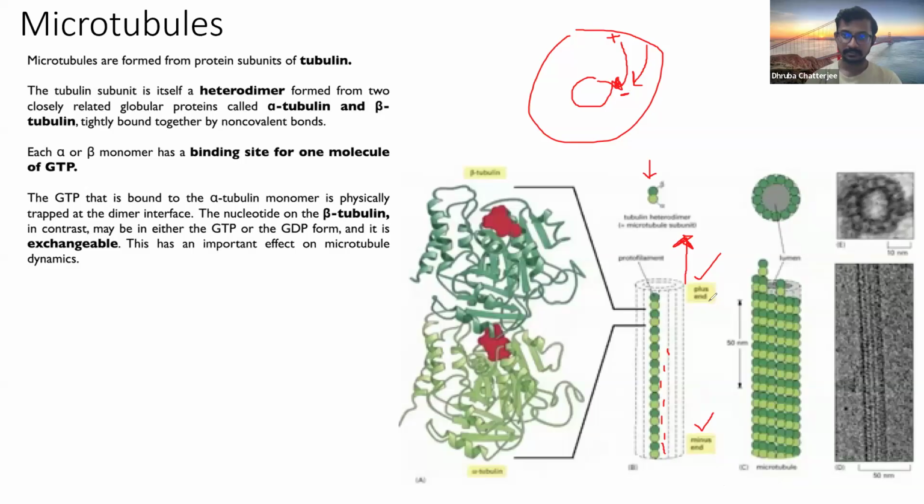This directionality arises because at one end there is more GTP hydrolysis to GDP, which makes it more disassembly prone. And the plus end is the end where more and more tubulin heterodimers are getting recruited and the microtubule is growing. So this is the plus end, which is typically present towards the plasma membrane, right?